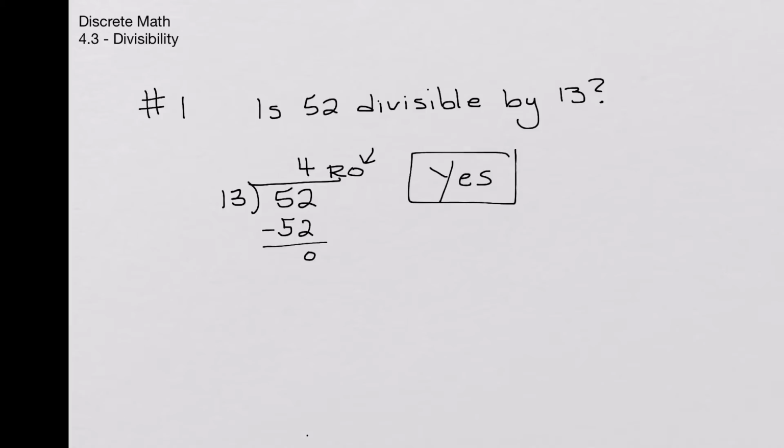Another way of writing this would be to say 13 divides 52. Now again, this means 13 divides 52. It does not mean 52 divided by 13.